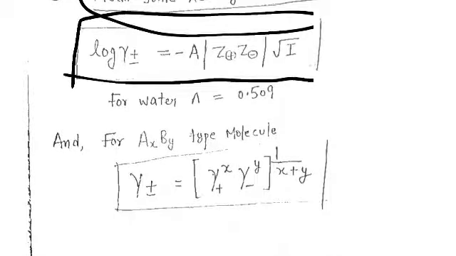Okay, and for just calculating the mean ionic coefficient by formula, for an AxBy molecule, the mean ionic coefficient would be what is being shown to you.